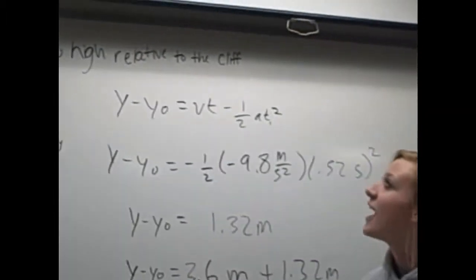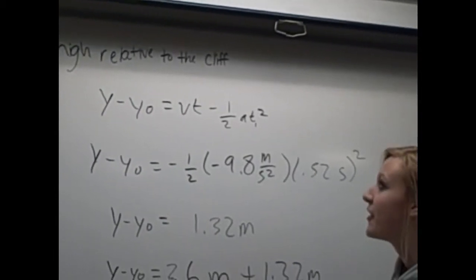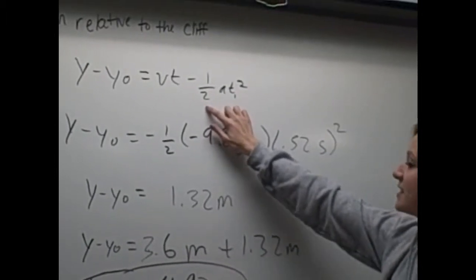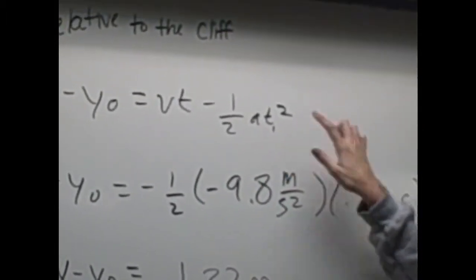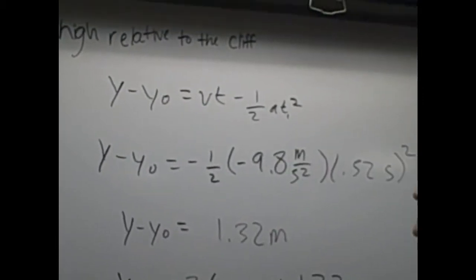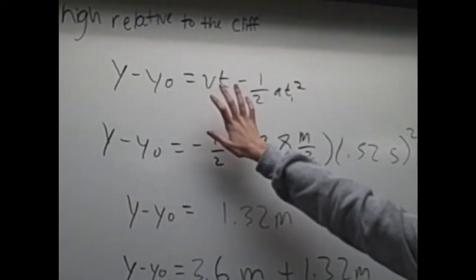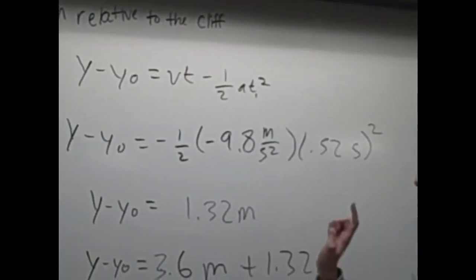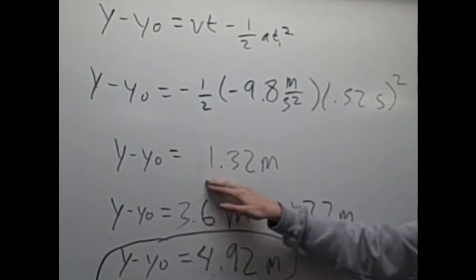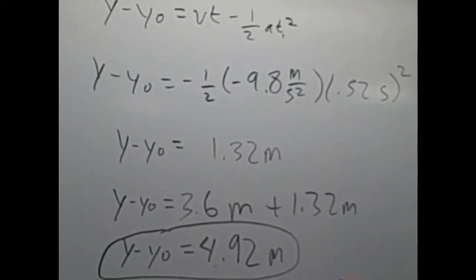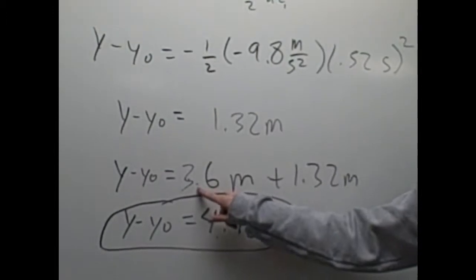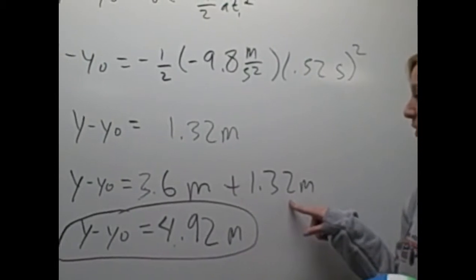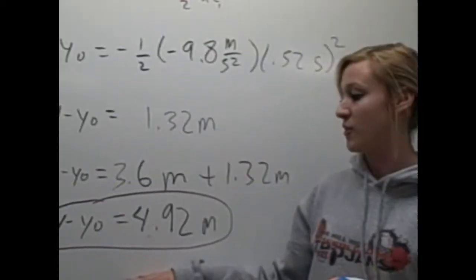Okay, now to find how high relative to the cliff, we're going to take y minus y naught is equal to vt minus 1/2 a t1 squared. And the velocity is 0 because it comes to a stop at the highest point. So you plug it in, and for y minus y naught we get 1.32 meters. And then, since it's relative to the cliff, we have to take the cliff's height and add it to the y minus y naught, so 1.32, and you get 4.92 meters.